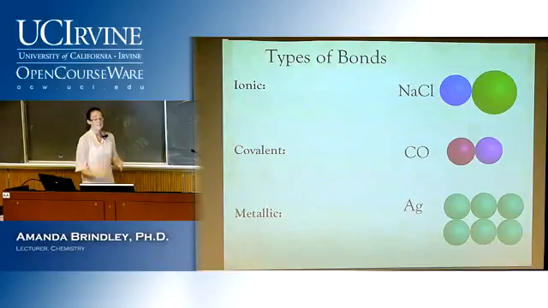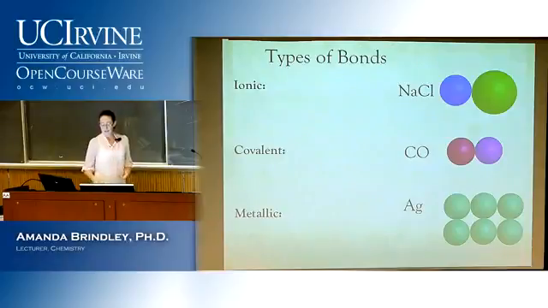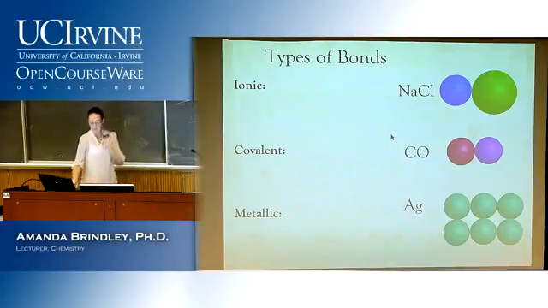There are our 3 main types of bonding. We have ionic bonding, covalent bonding, and metallic bonding. Remember, these are important for knowing how to name them, because we use different names for ionic than we do for covalent. And they're very different from each other.